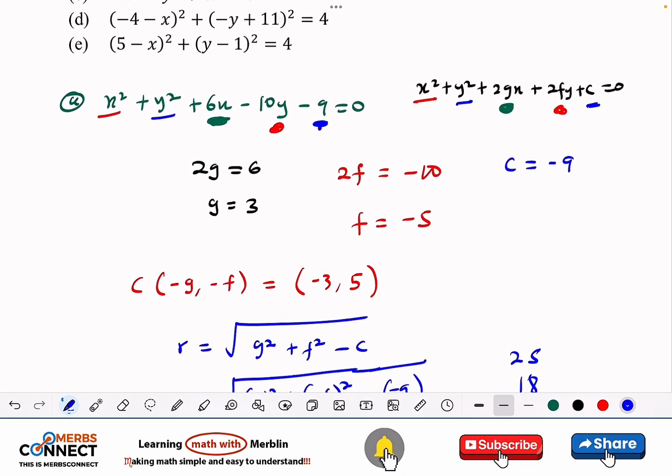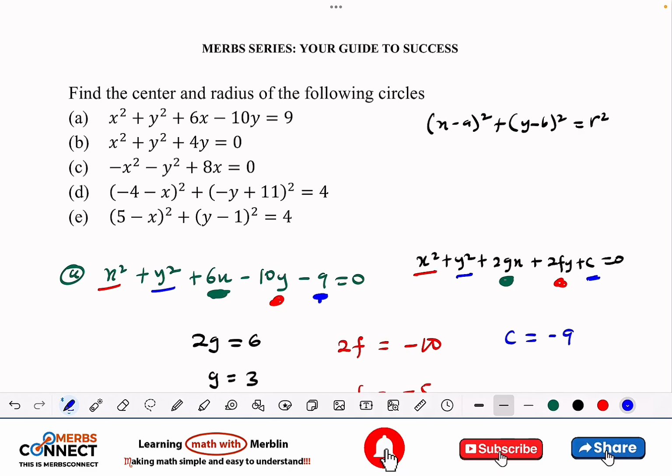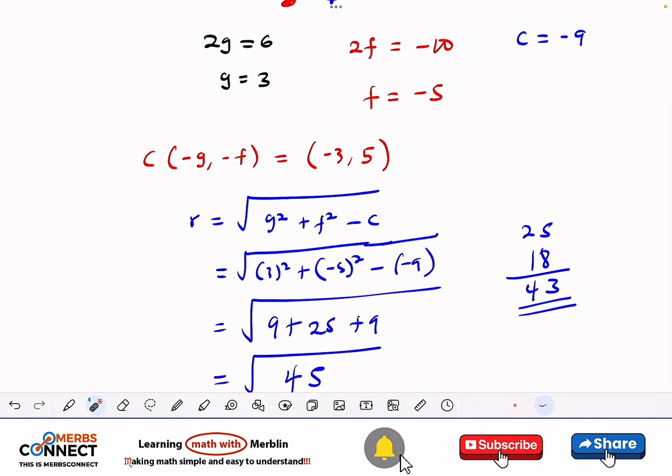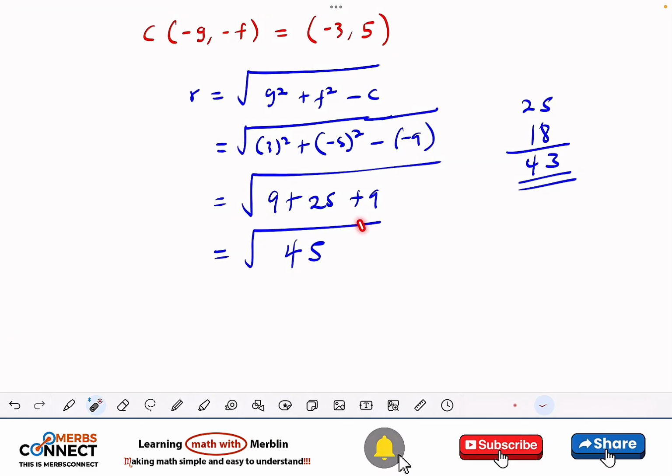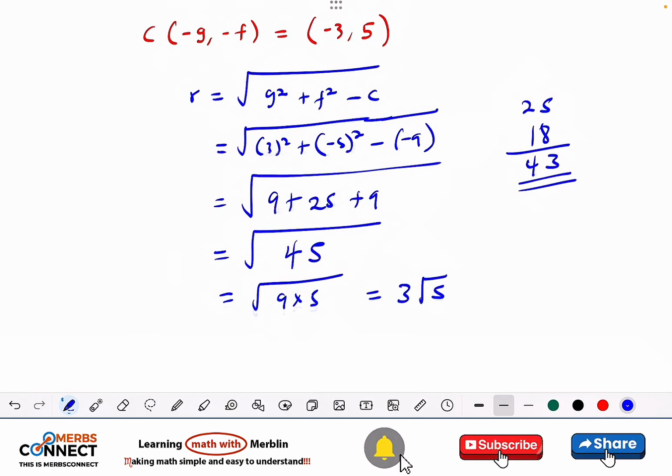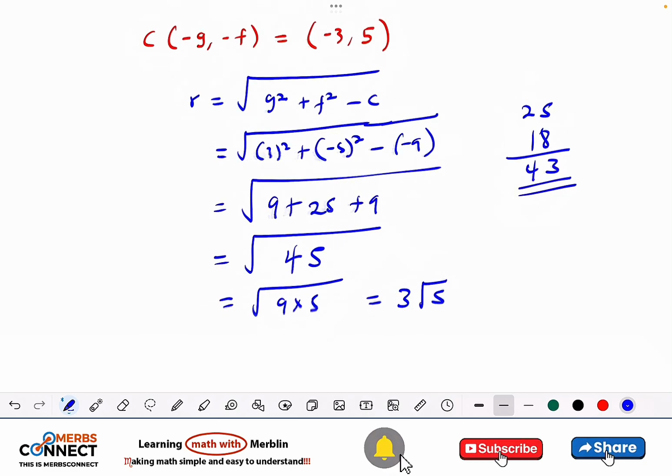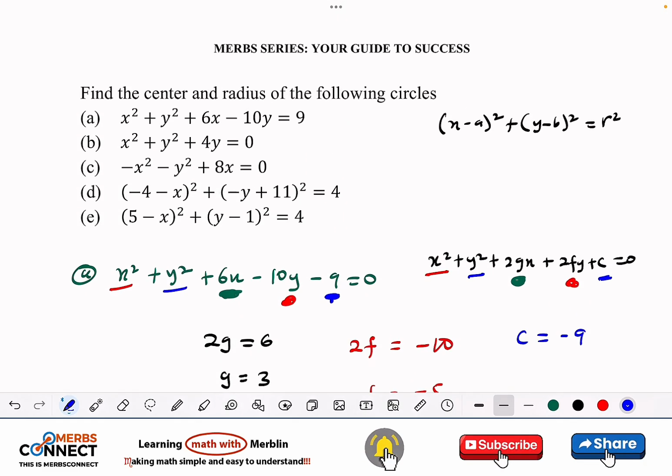Good. So first question, we're able to find the center, which is here, and we're able to find the radius, which is here. This one, I think we can do some way of simplifying this. I'm not using calculator, but I know that this is the same as 9 times 5, and this is going to give us 3 square root of 5, something like this. So this is for A.